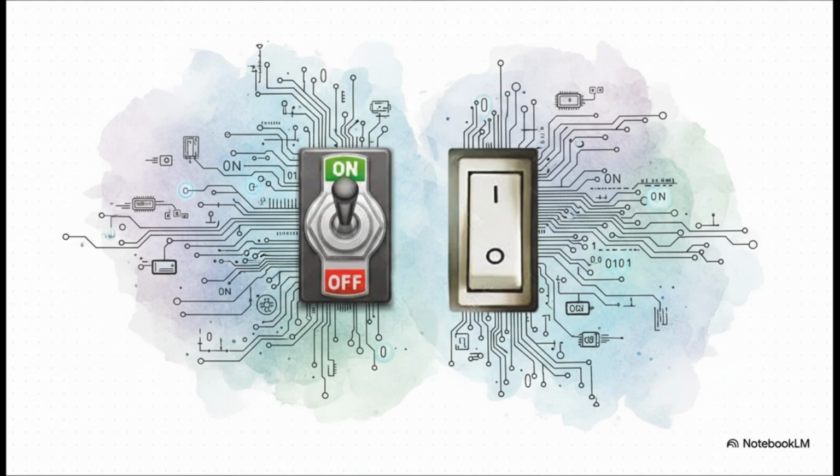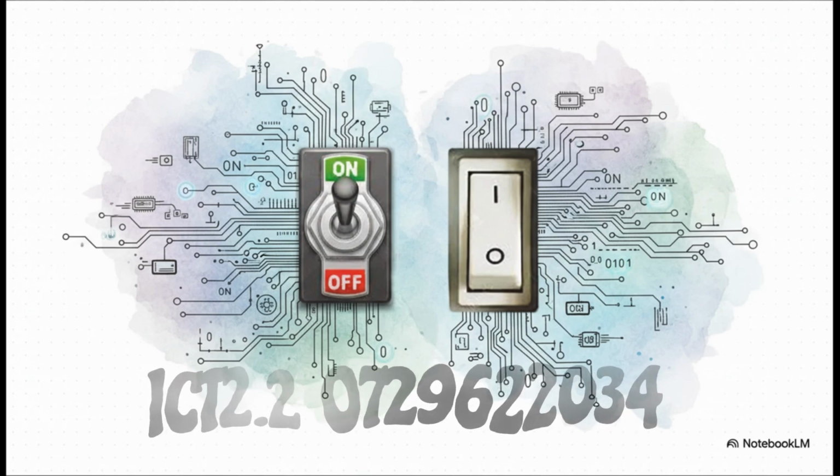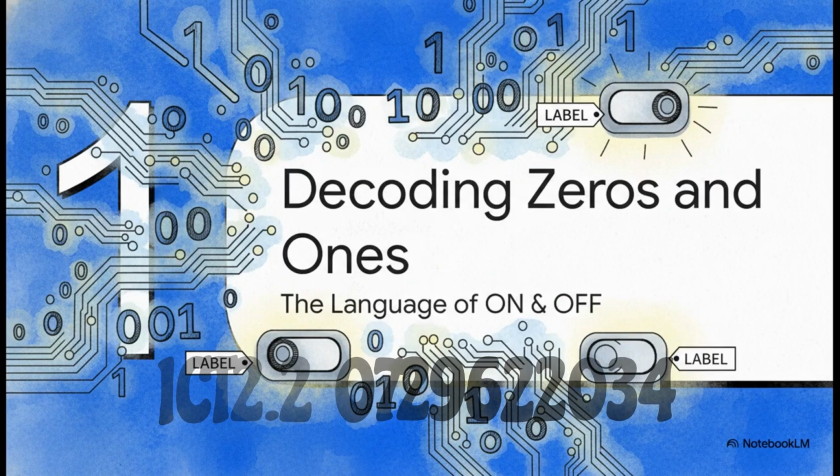You've seen these symbols your whole life, probably without even thinking about it. The little line means on and the little circle means off. This incredibly simple two-state system, that's the key to everything. So how do we get from a simple on or off to something that actually means something?